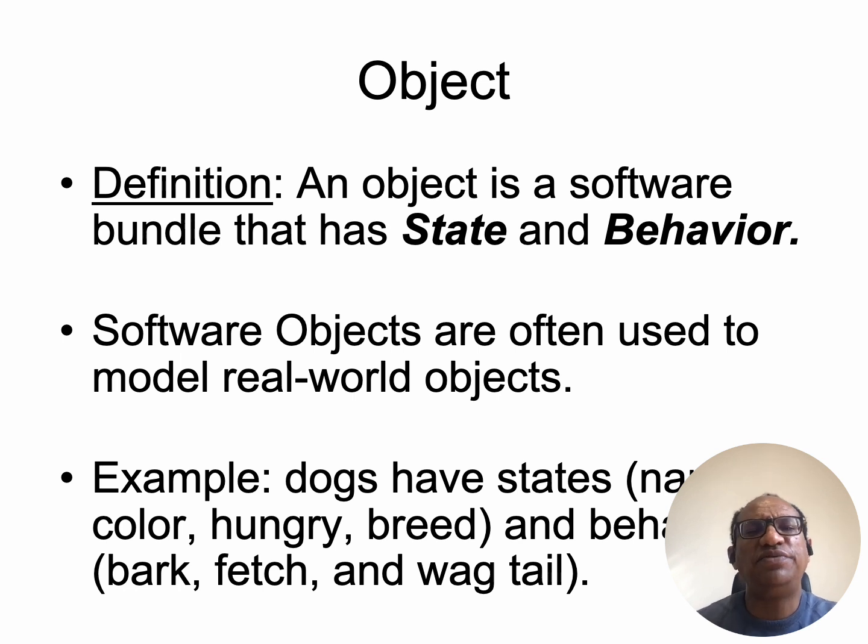An object is a bundle of data and methods that operate on the data. For example, consider a dog. It has a state, which is attributes: the name of the dog, color of the dog, breed, hunger level. And it has behavior, methods: barking, running, wagging its tail. Objects in programming function the same way. They have attributes and they have behaviors.